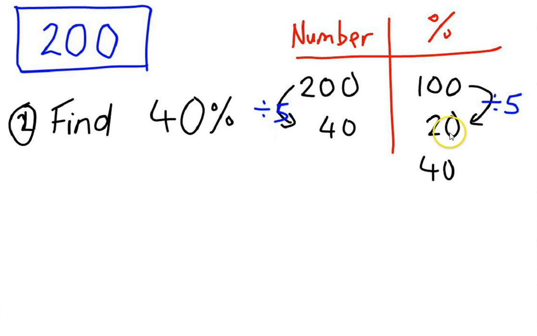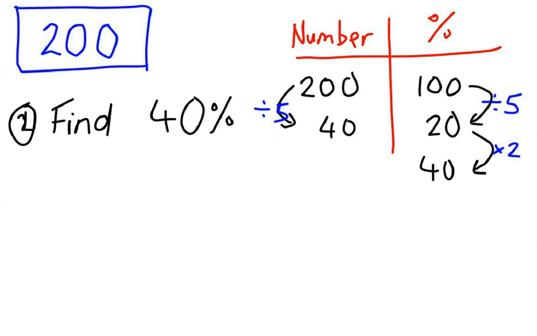But now what we want to do is we want to use this 20% to find 40%. So remember I said right at the start, you only multiply or divide, you never add. So what we need to do now is say, how do I get from 20 to 40? What do I multiply by? Hopefully you can see that 20 times 2 gives me 40.